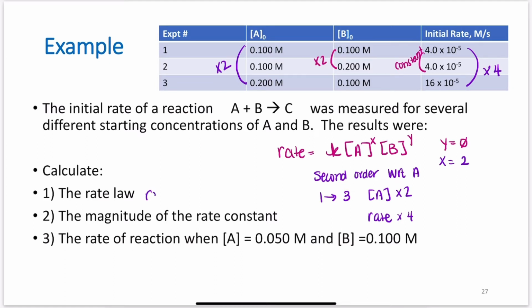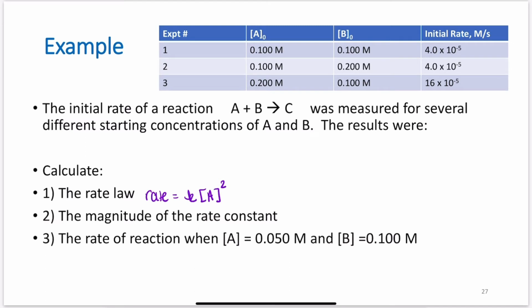So the rate law is: rate is equal to k times the concentration of A squared. We don't even put B in here because it's zero order with respect to B. B had no change on the rate of this reaction. Next, the magnitude of the rate constant. The magnitude means the value.